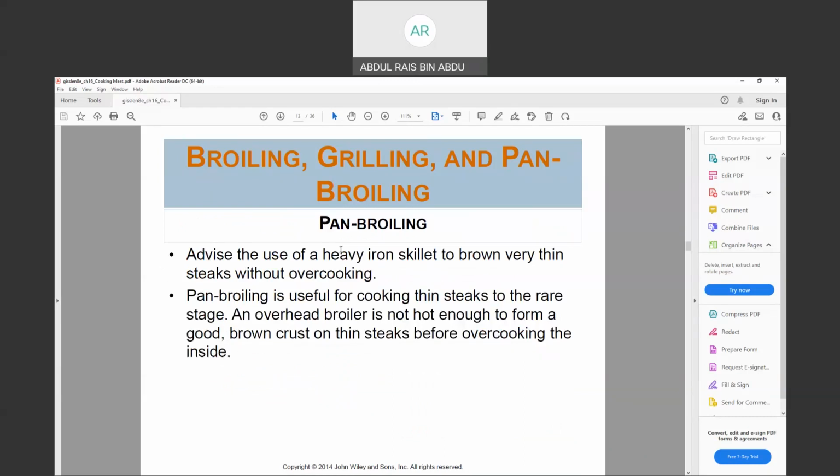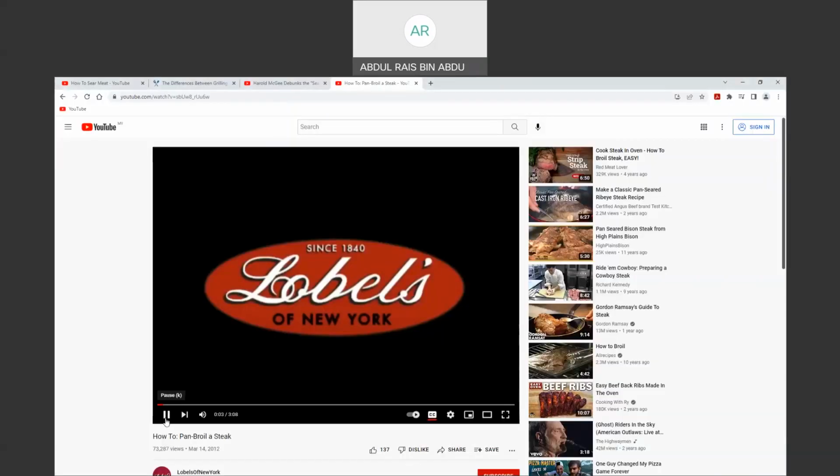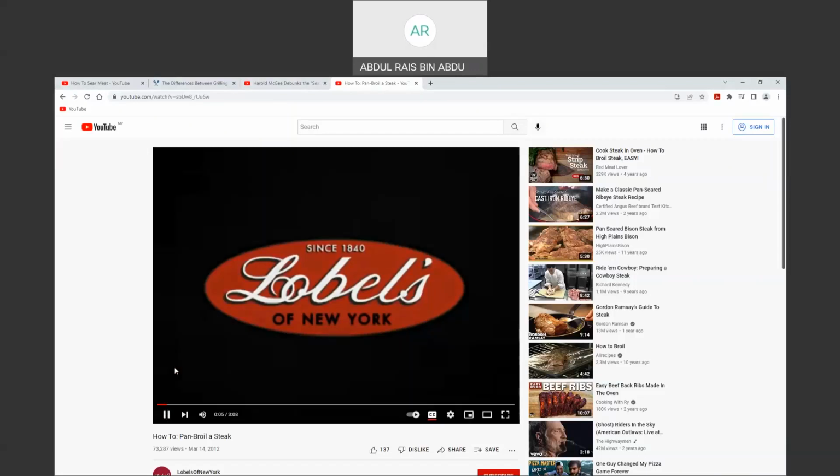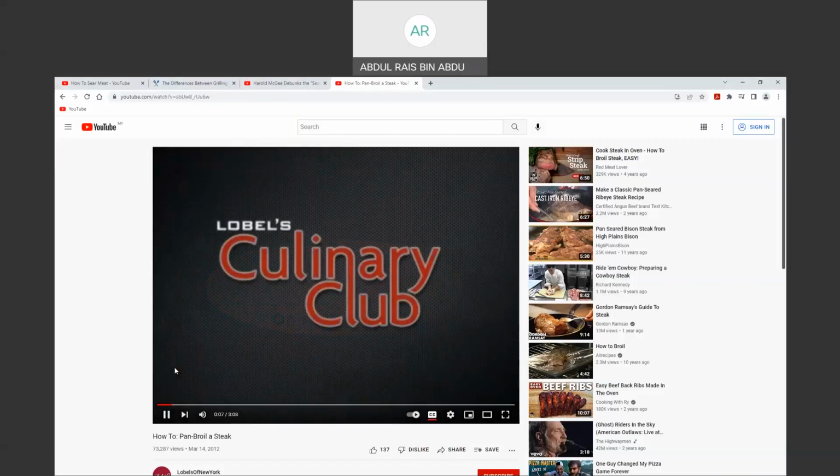When you are doing pan broiling, okay, it's advised that you use a heavy iron skillet to brown very thin steaks without overcooking, because pan broiling is useful for cooking thin steaks to the rare stage, because an overhead broiler is not hot enough to form a good brown crust on thin steak before overcooking the inside. So heavy iron skillet, let's find out what it looks like. Okay, let's look at this video of how a pan broil process works.